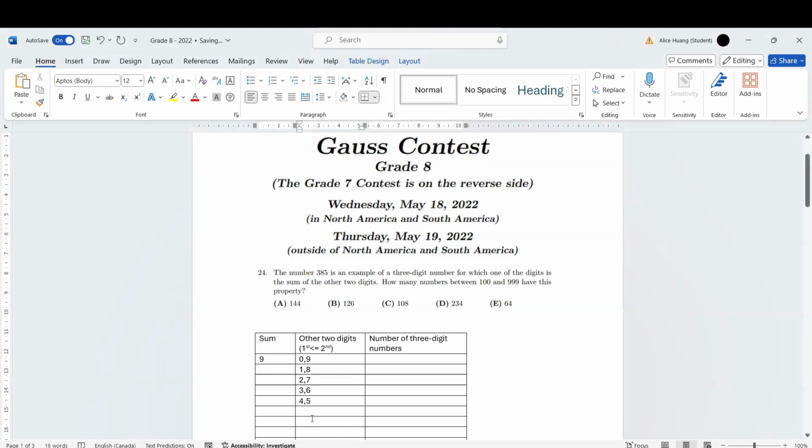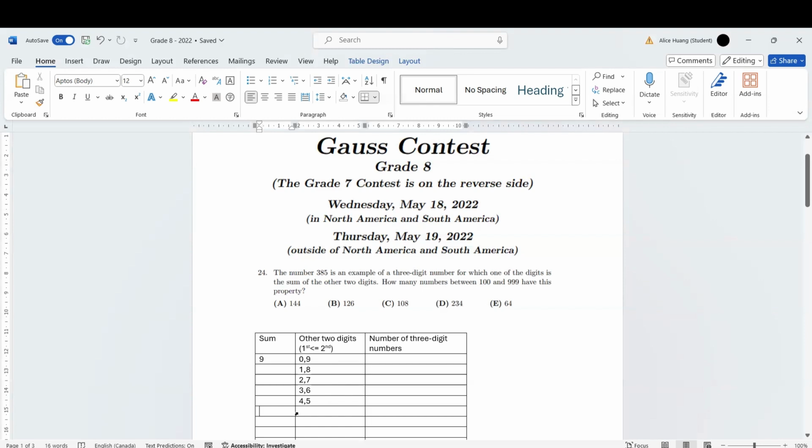4, 5. Then if we continue, if I see the first one is 5, the second one becomes 4. And I said the first one is less than the second digit, which is not true in this situation. So I consider all the combinations for this situation. So with the sum of 9, these are all the different combinations.